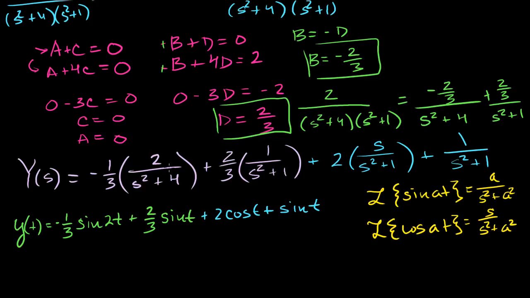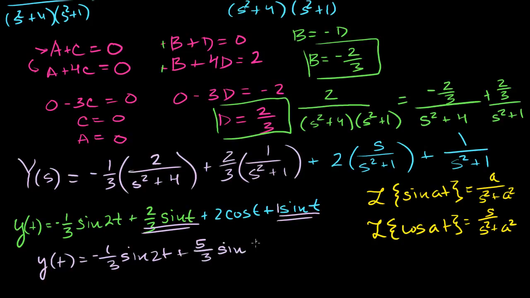And we're almost done. We're essentially done, but there's a little bit more simplification we can do. I have 2/3 times the sine of t here, and then I have another 1 sine of t here, so I can add the 2/3 to the 1, right? What's 2/3 plus 1, or 3/3? It's 5/3. So I can write y of t is equal to minus 1/3 sine of 2t plus, these two terms I'm just going to add up, plus 5/3 sine of t. And then I have this last term here, plus 2 cosine of t.